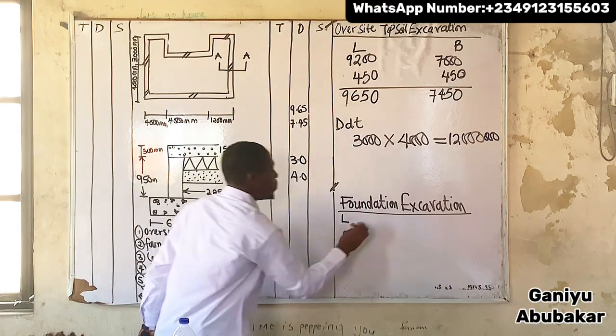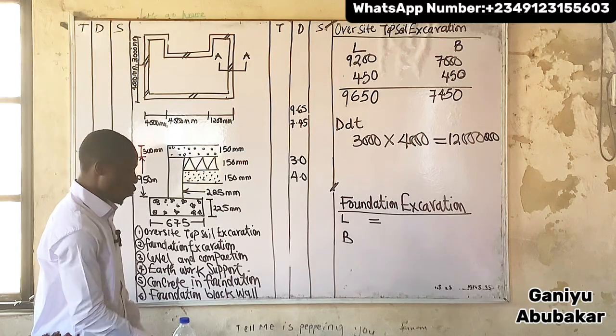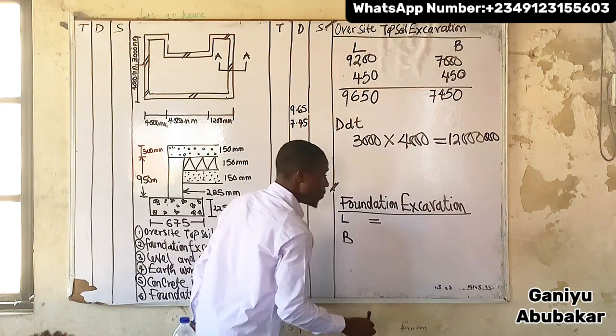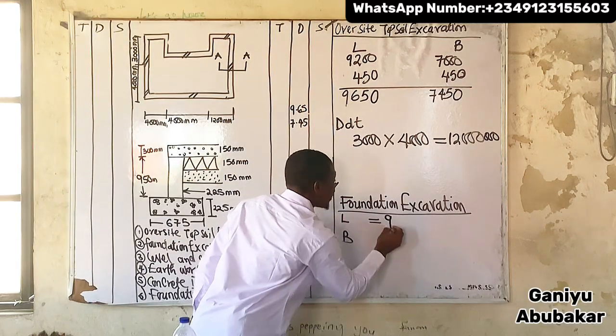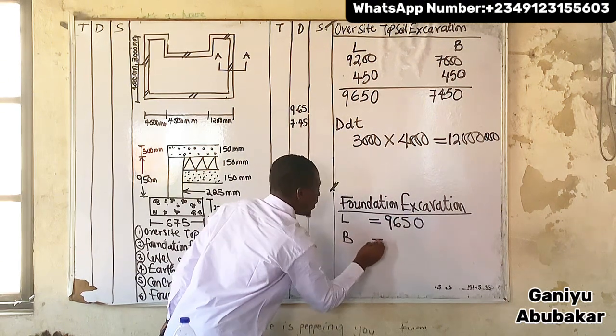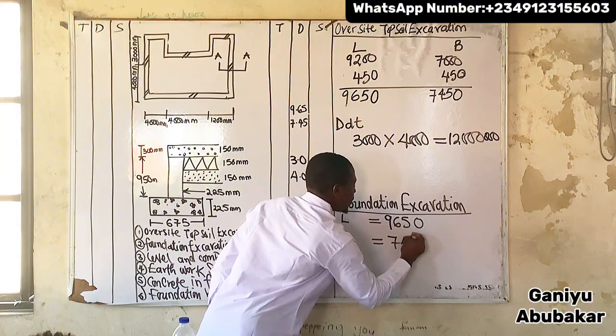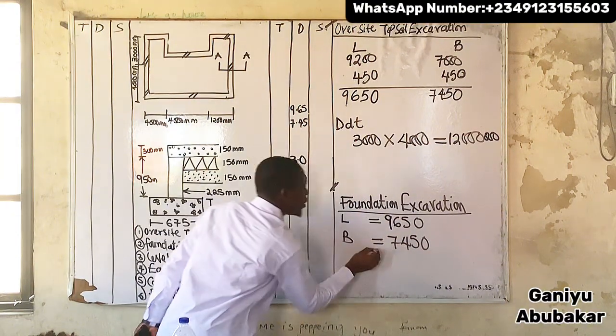Am I correct? Yes. Please, what's my entire length there? 9,650. What's the entire breadth there? 450. Yes, all right. Now give me this in total.